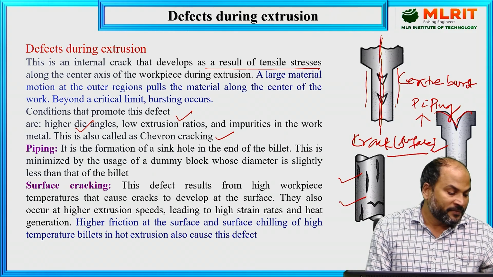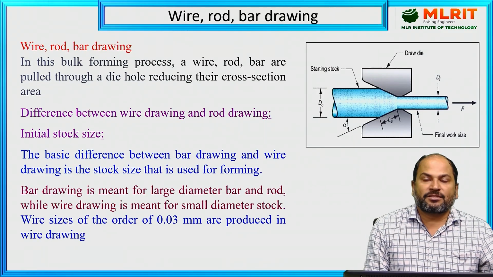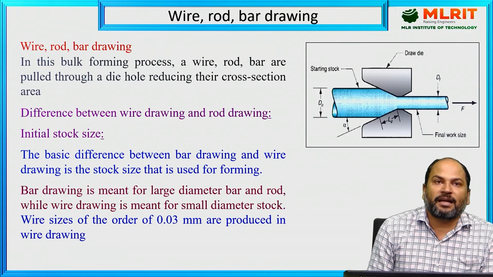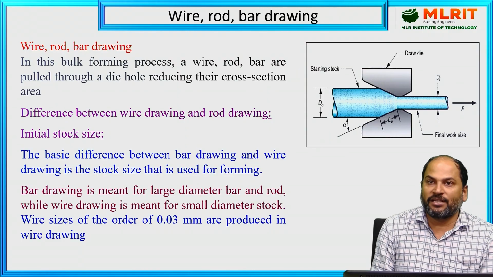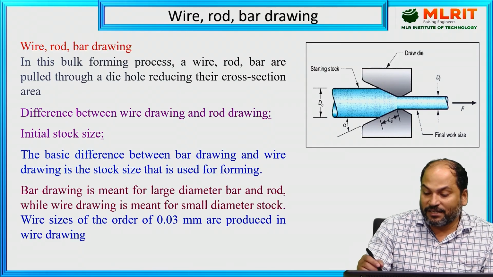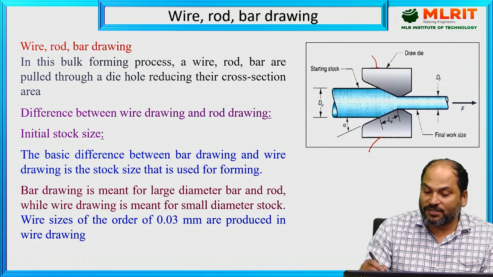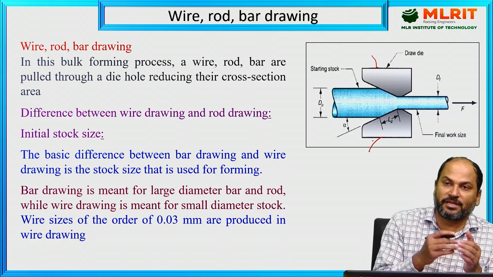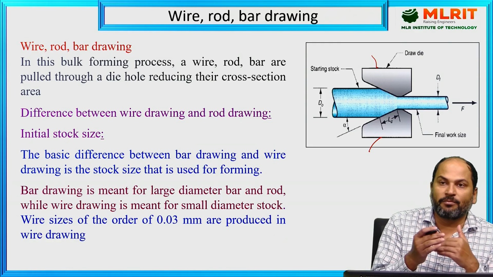Okay, so next we'll take wire drawing and bar drawing. So what is the meaning of this one? Wire drawing and bar drawing, you can see here what is happening. Two dies are there, just like all the metal forming processes that we have already seen, especially these bulk deformation processes.